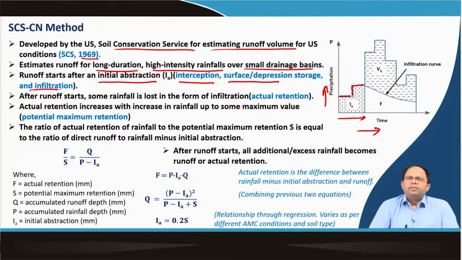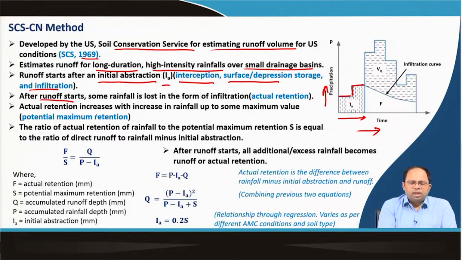So, initially, even before runoff starts, when rainfall falls, immediately some amount of it percolates, and some amount is stored in the depressions in the ground. So, no runoff is formed for a little bit of time. That is the initial abstraction period, and this initial abstraction is considered first.